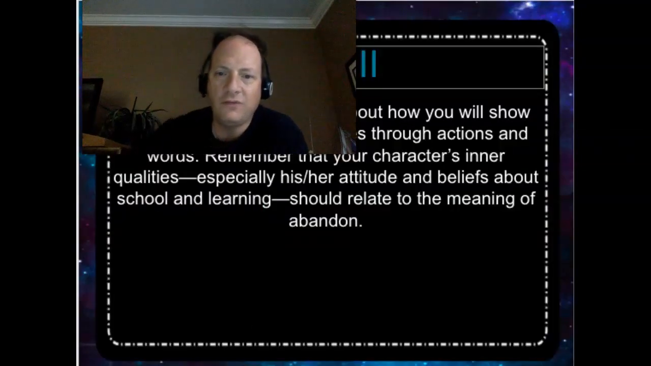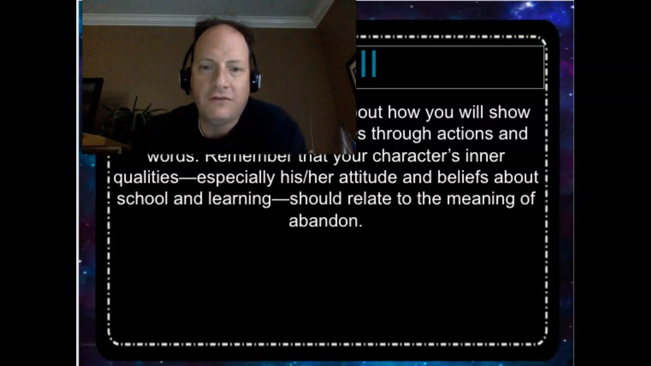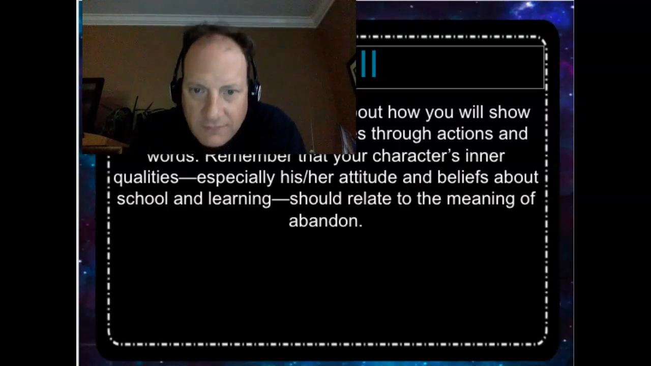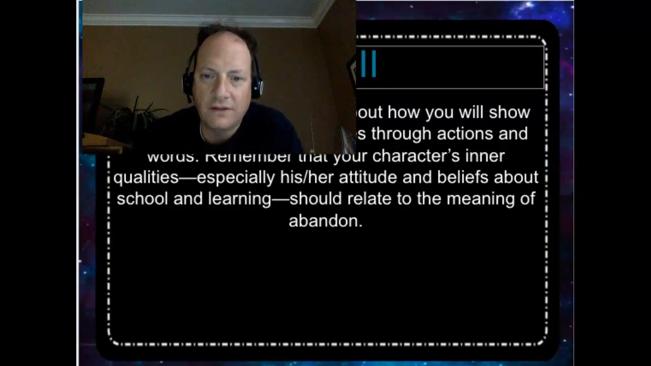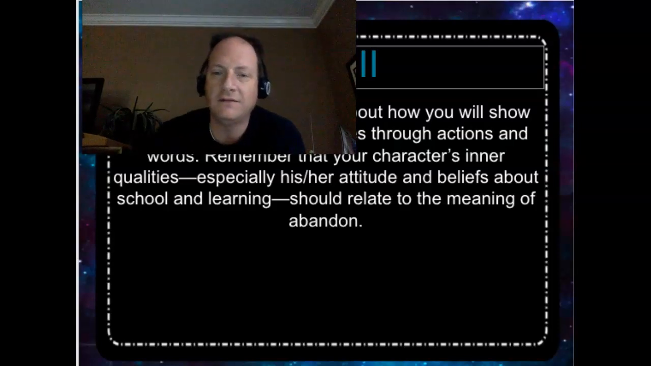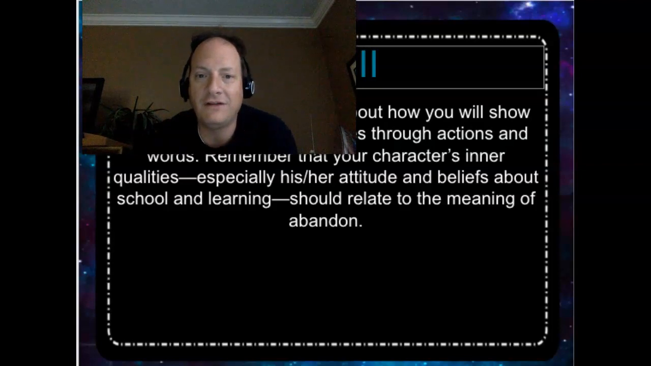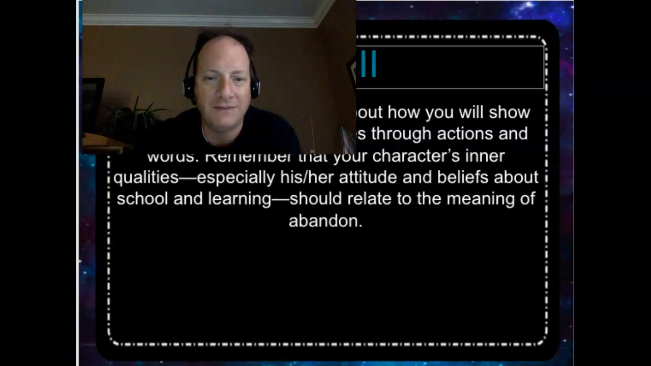All right, part 2. This is where you'll think about how you will show your character's qualities through actions and words. Remember that your character's inner qualities, especially his or her attitude and beliefs about school and learning, should reflect the meaning of the word abandon. Now, I've mentioned it several times before, but think about what would a character be like if they went to a school called Abandoned Elementary School? I would think that probably not going to be very happy type people.